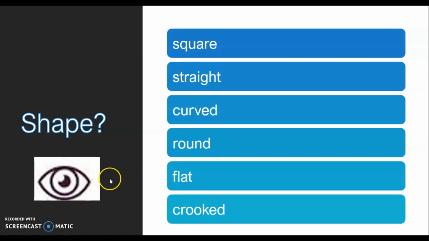Okay, so you could describe a noun's shape, and this is an example of an adjective you would see. When you're describing a noun, you might say that it's square, straight, curved, round, flat, or crooked.